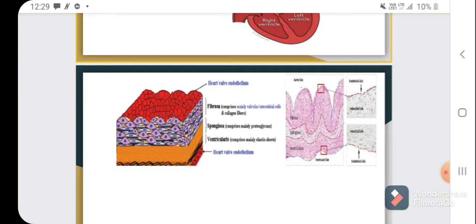Okay, hope it is clear that the fibrous layer is mostly collagen, and this alignment of collagen is responsible for making a complete seal between the atrium and left ventricle. Okay, now let's see what the ventricularis is.